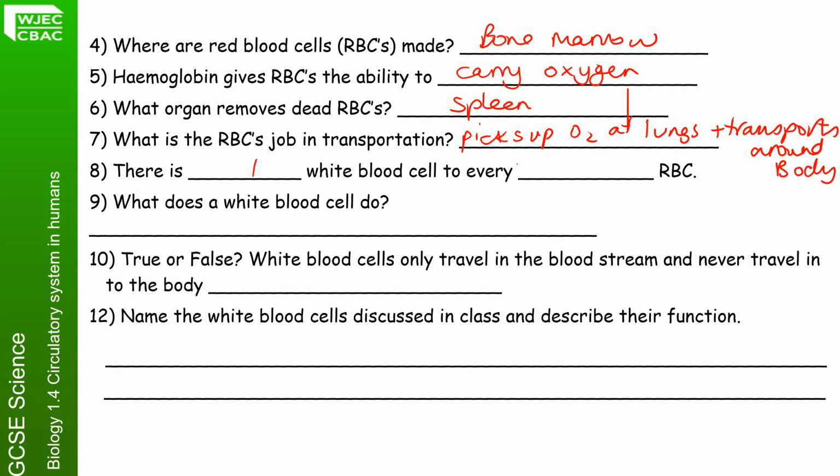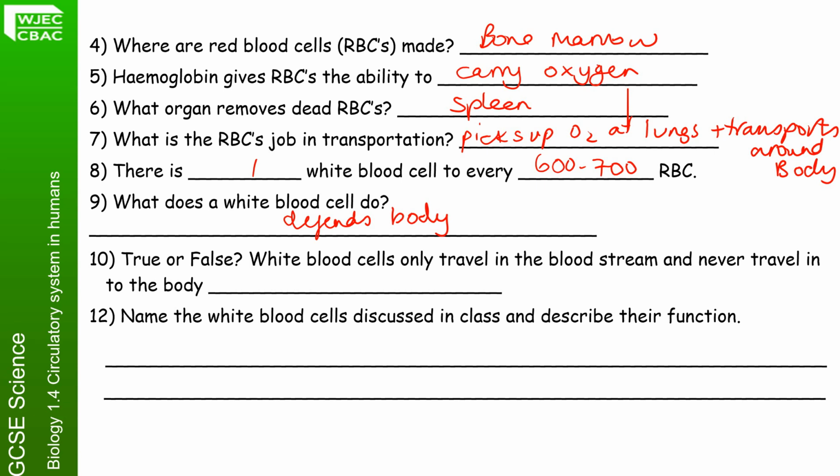There's around about 1 white blood cell to every about 600 to 700 red blood cells. So if we're looking at ratios, about 1 to 600, 1 to 700, in terms of ratios. What does a white blood cell do? It defends the body.